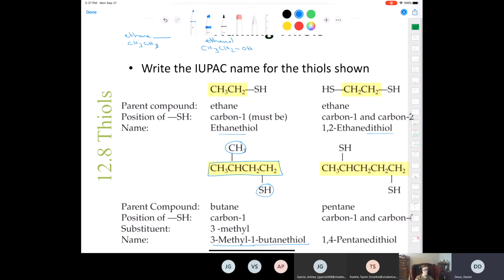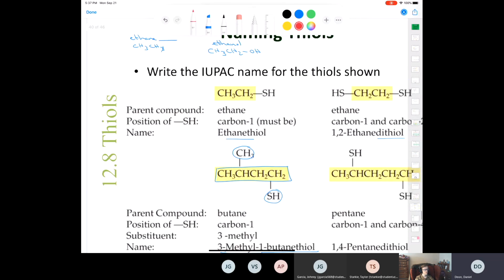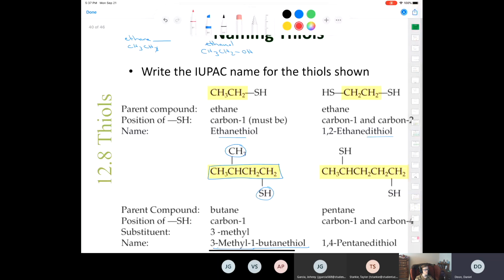Here's another example of a dithiol. We take the exact same approach. We find the longest carbon chain. This time, the longest carbon chain has 2 thiol groups on it. Now, where are you going to start? Are you going to start here, 1, 2, 3? No, you would actually start from the other end, 1, 2, 3, 4, because you want to give the first thiol group the lowest possible number, and that would be the number 1. So this becomes 1,4-pentanedithiol, because we have 5 carbons in the longest chain. So that's how to name thiols and dithiols.